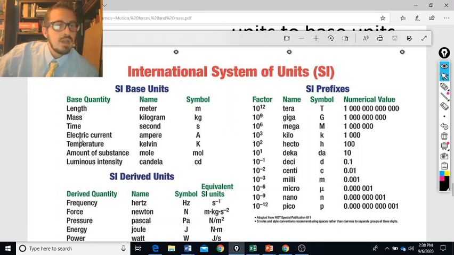Brightness. So the base quantity length is measured in meters, mass in kilograms, time in seconds, electric current in amps, temperature in degrees Kelvin, the amount of substance in moles, and luminous intensity, as we mentioned, in candelas. Each of those is the subject of this course, with the exception of luminous intensity candelas. Moles is reserved for A-level physics.